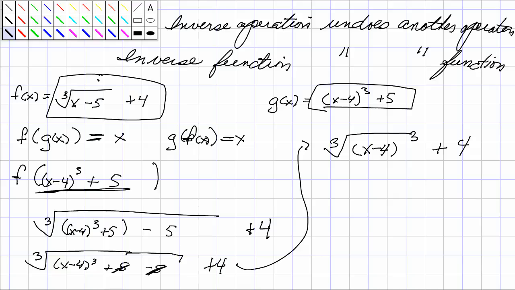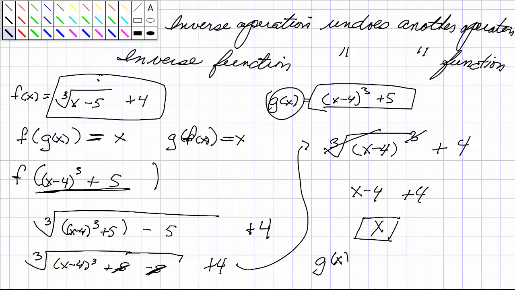Well, how about that? The third root undoes the power of 3. We've got x minus 4 plus 4, which of course gives us that x. So when we do the composition of this function, f of x, with this function, g of x, we end up with x. That means that g of x is the inverse of, and one way to write that is with a little minus 1 there, the inverse of f of x. That's it for the first one.